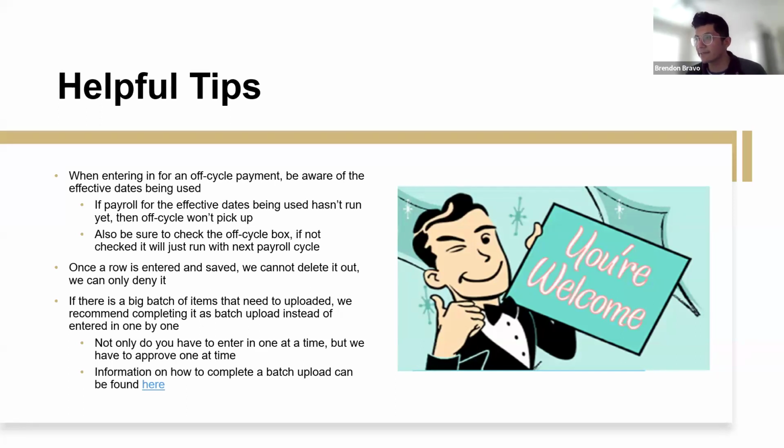And then lastly, if there's a big batch of items that need to be uploaded, we recommend completing it as a batch upload instead of entering it one by one. Not only do you have to enter it one by one, but then we have to approve it one by one, and that is a tedious task on both ends. There is information here on how to do a batch upload. It can be a little touchy. So if you are interested in doing it, let me know and I'm happy to walk you through it and help you get your spreadsheet set up. Once you do it a couple times, it's pretty easy. But getting it going does take a little bit of work because the spreadsheet you use for the batch upload can get very touchy.